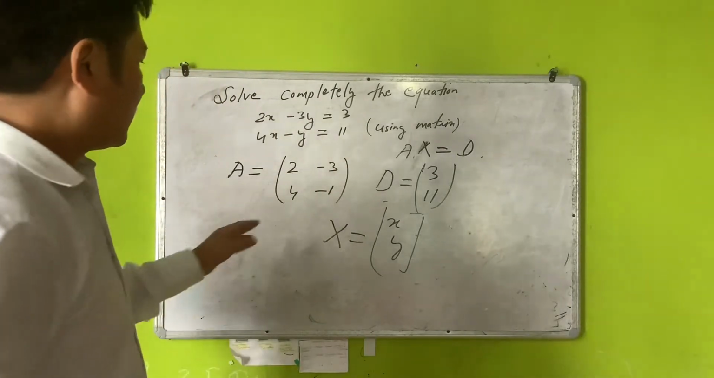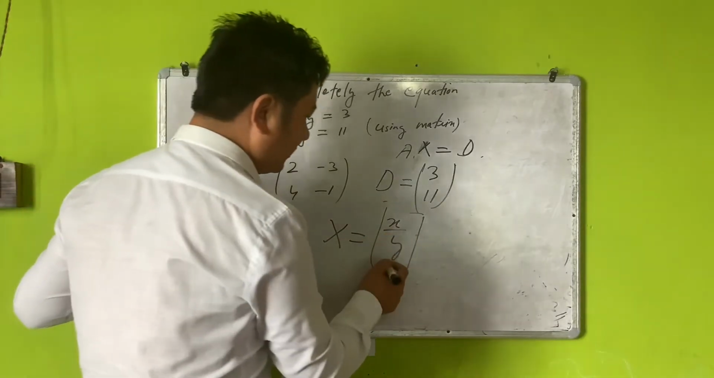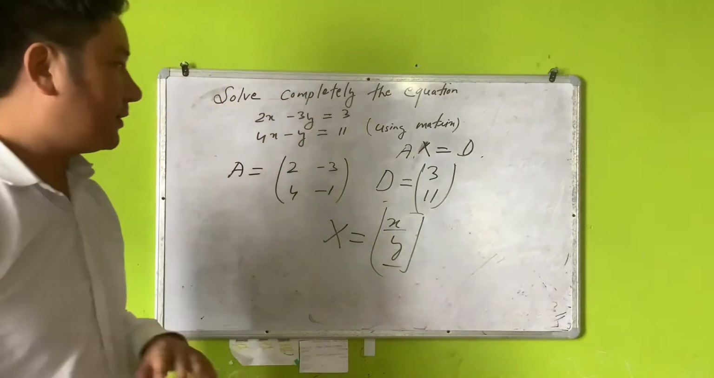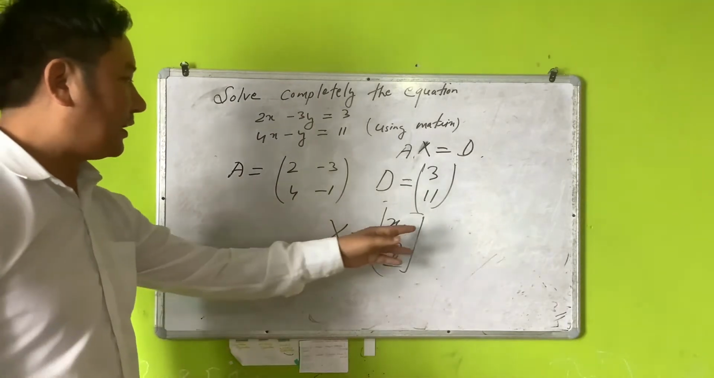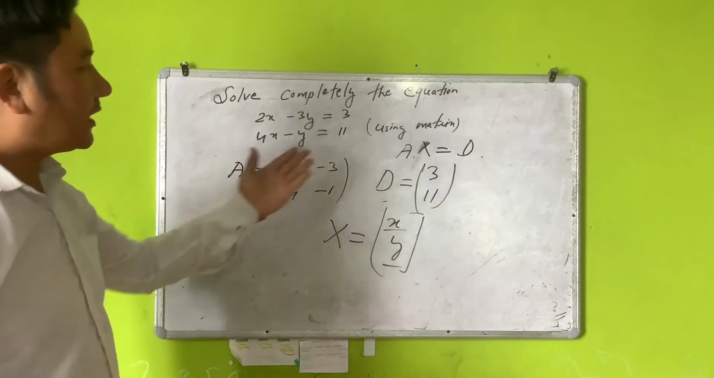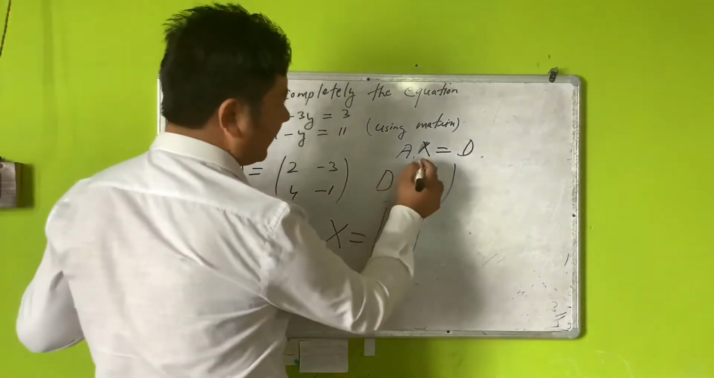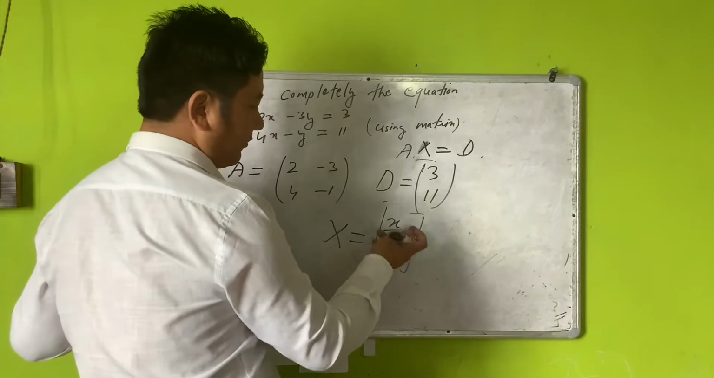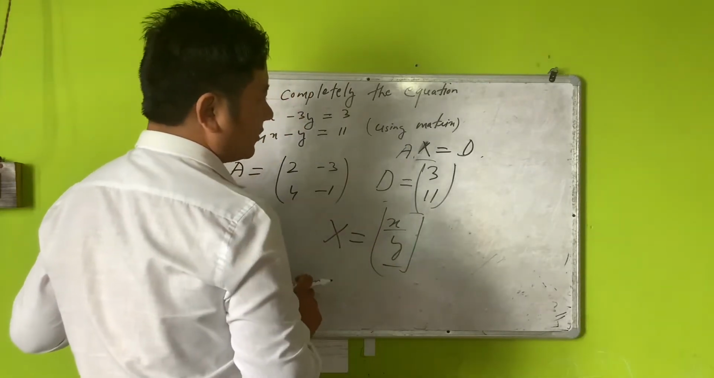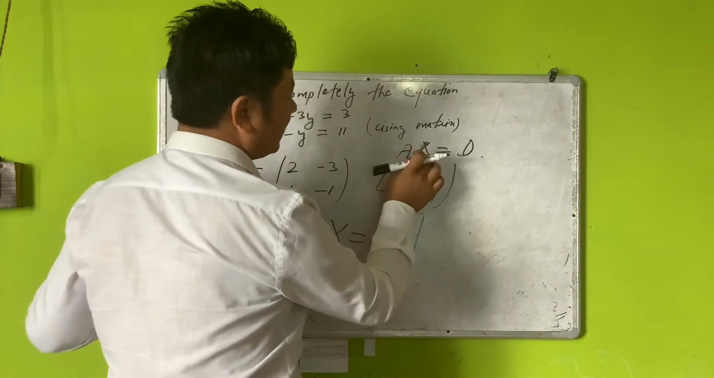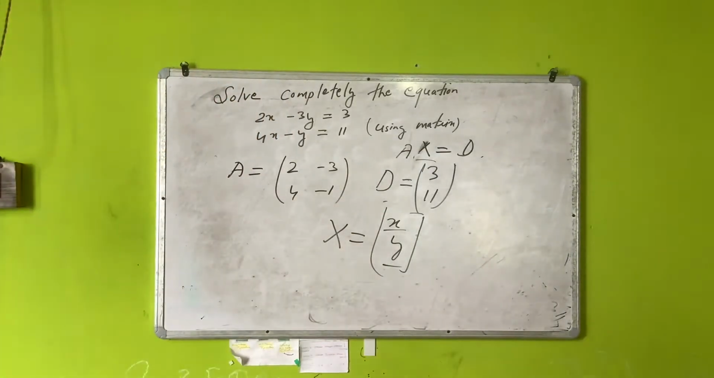So what you have to find out is the value of x and the value of y eventually. With the given equation you have to find the values of x and y. For this, we write it in the form AX = D. If you find X, then you will automatically find the x and y values, okay?